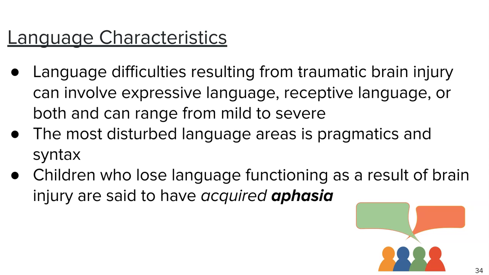Language characteristics. Language difficulties resulting from TBI can involve expressive and or receptive language, and it can range from mild to severe. So it can be across the board. It can be everything. It can be one thing. The most disordered part of language is going to be pragmatics and syntax. But again, if you have anomia, right, that's about content and vocabulary. Children who lose language functioning as a result of brain injury are going to have acquired aphasia, but aphasia is acquired, right? Aphasia is an acquired loss of language. So you already have language and something happens and you lose that language, that's aphasia, rather than a developmental language disorder where you've never had skills that you're supposed to have.